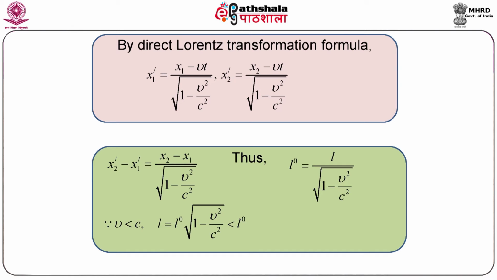Please note that both these systems are equivalent. L denotes the length of the rod in frame S, while L0 denotes the length of the same rod in frame S dash. So, L and L0 must be equal, but here it appears that L is less than L0, that is, the length of the rod is contracted. It appears to us.